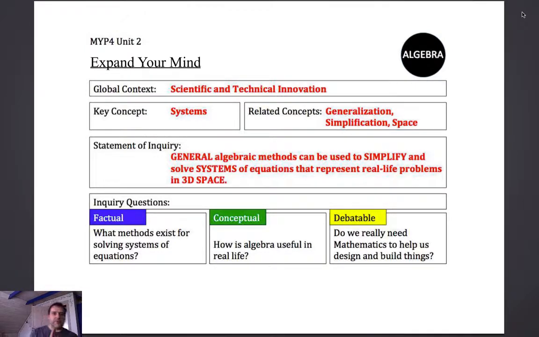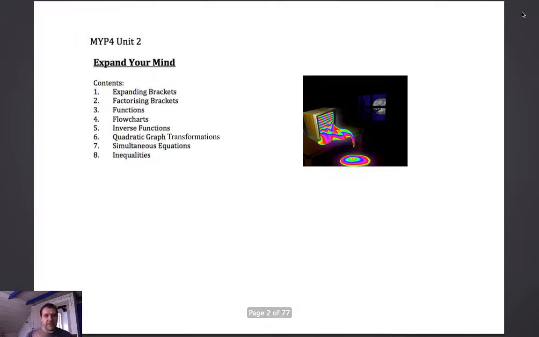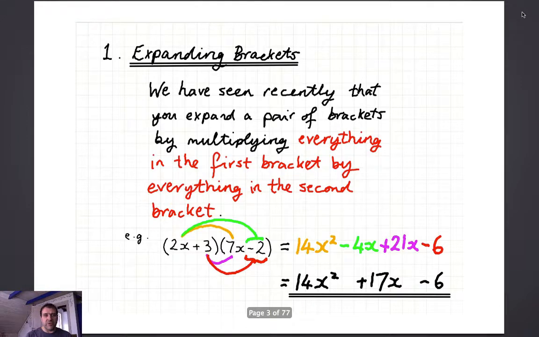Okay, so just running through the notes for MYP4 Unit 2, called Expand Your Mind. There's all the IB introductory stuff and the list of contents. So roughly speaking, each one of these will correspond to a video here. So here comes Chapter 1.